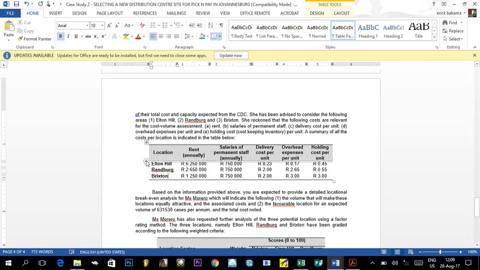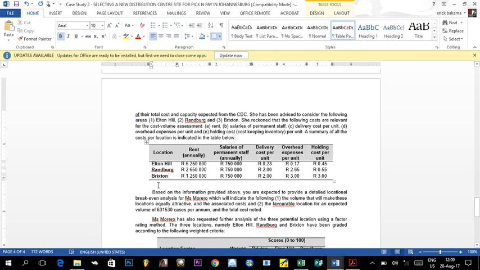Now when it comes, for example, to Elton Hill, we have an annual rent that has this value. We have the salary of the permanent staff, which has this value, and we also have the delivery cost per unit, the overhead expenses, the holding cost per unit, and so on. So these are the values that we have.